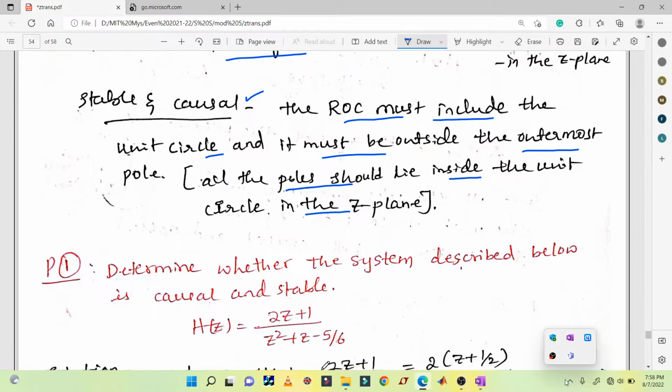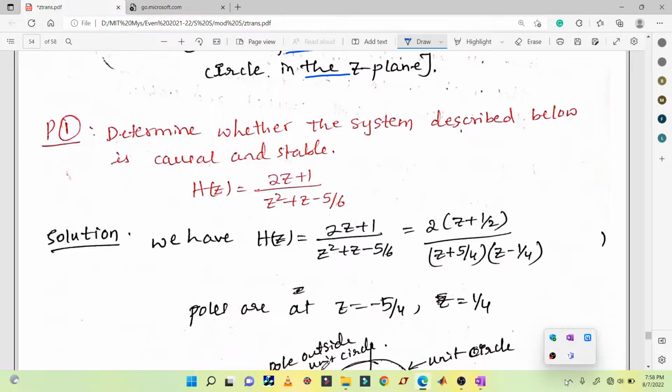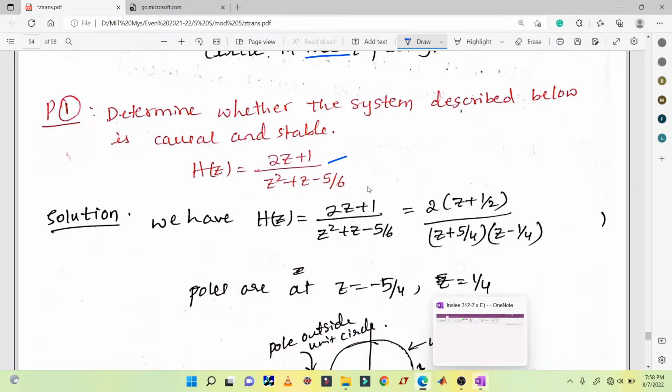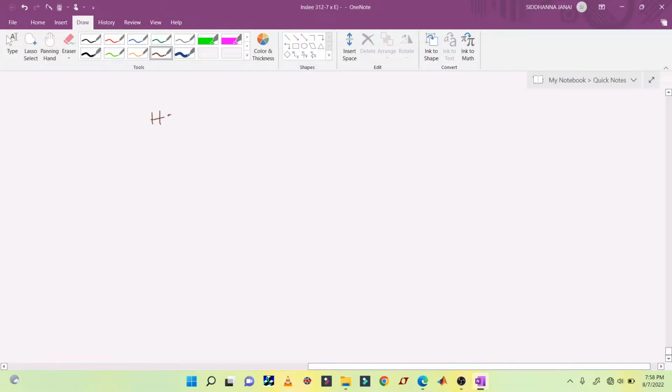Let us go through an example. Determine whether the system described below is causal and stable. This is the system given. H of z is equal to 2z plus 1 divided by z square plus z minus 5 by 6.